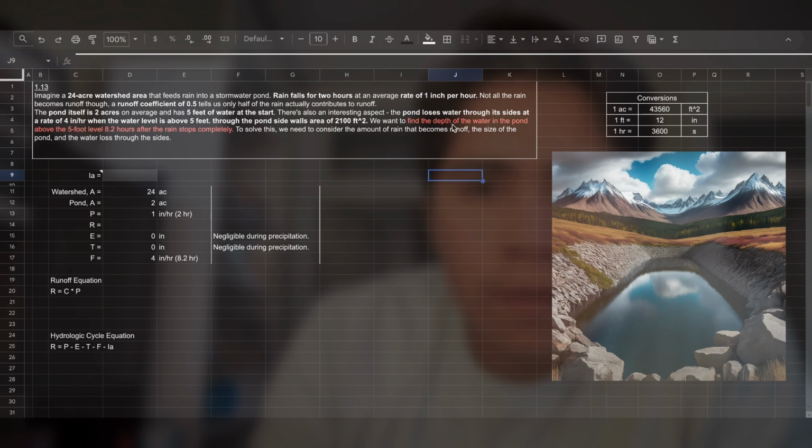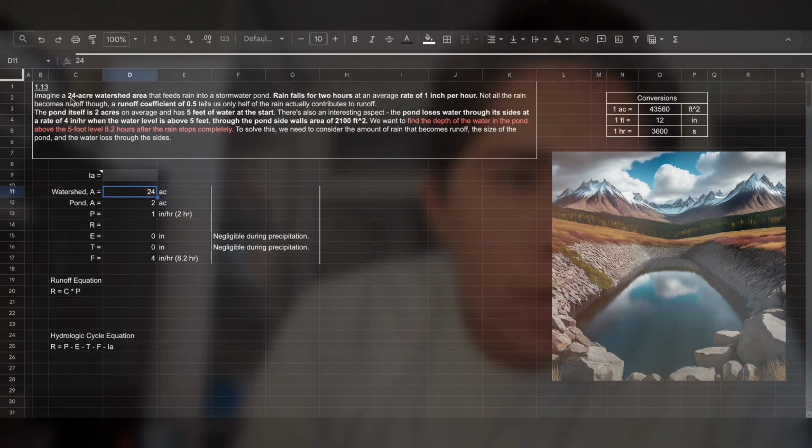We want to find the depth of the water in the pond above the 5 foot level 8.2 hours after the rain stops completely. To solve this, we need to consider the amount of rain that becomes runoff, the size of the pond, and the water lost through the sides of the pond.